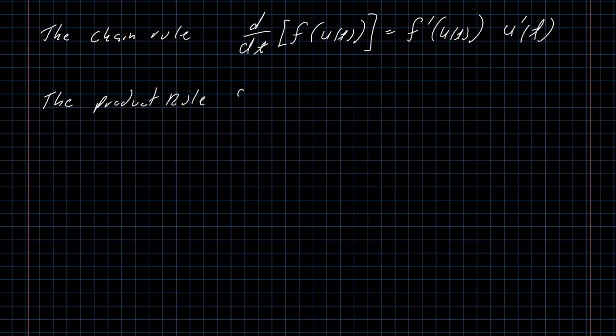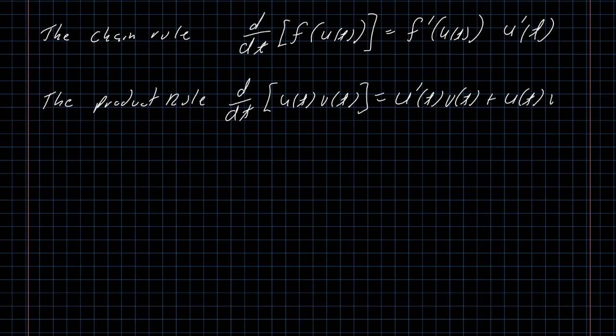The product rule says that if you have the derivative of the product of two functions, u of t times v of t, you get the derivative of the first times the second plus the first times the derivative of the second.